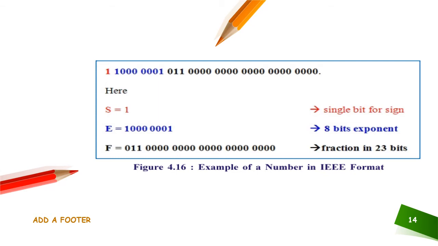So here I want to revise. The IEEE method is used to represent floating point numbers. Floating point numbers means a number which has two parts, a whole number and a fractional part, like 2.5, 3.5, minus 2.3, minus 4.5. For that we have to use this floating point representation.